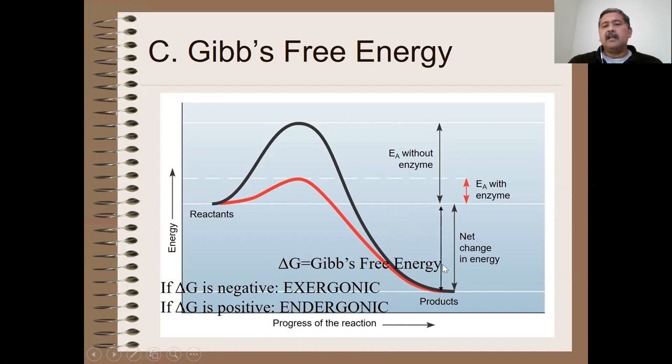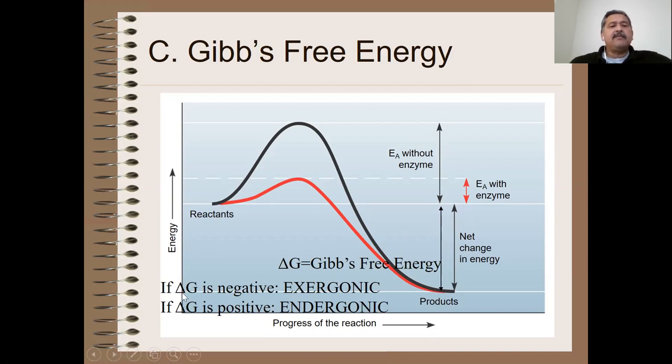This is called Gibbs free energy. And because it is the difference between the final and the initial, in science, we call that the delta, final minus initial. So we call this value right here delta G. Delta G is called Gibbs free energy, and it's the amount of energy that is free. It's a net change in energy. It's the energy that is available to do other things.